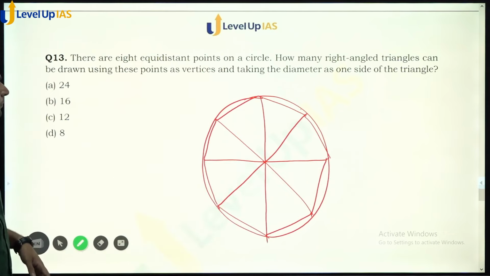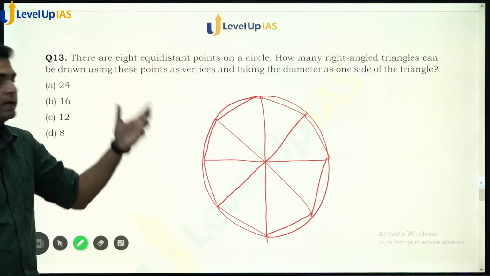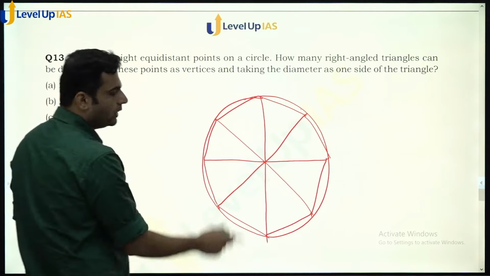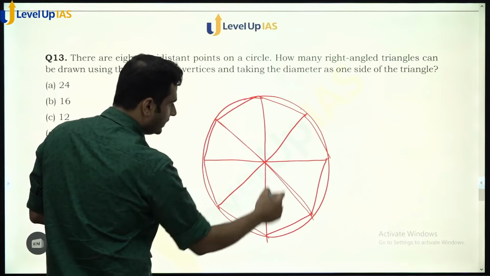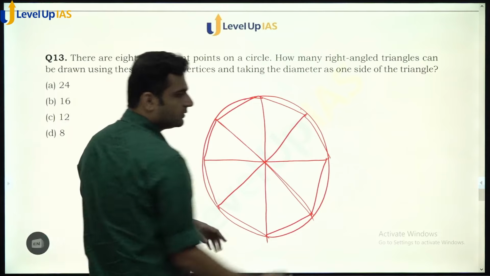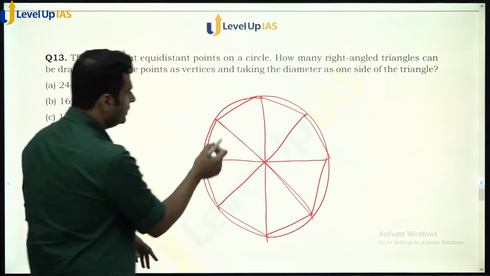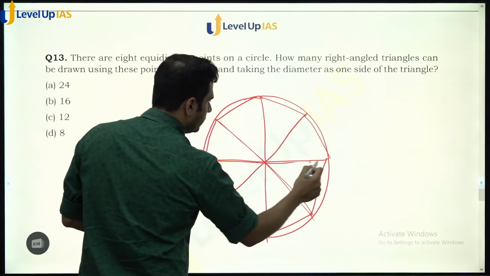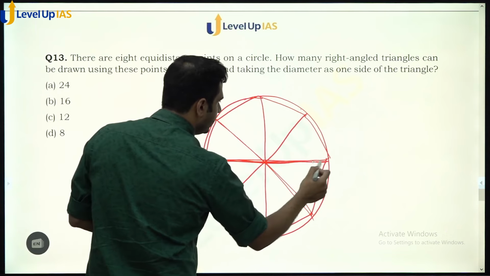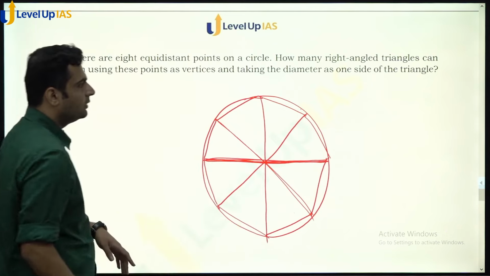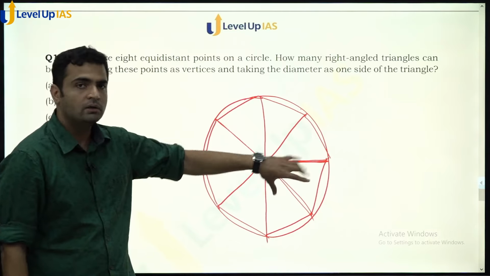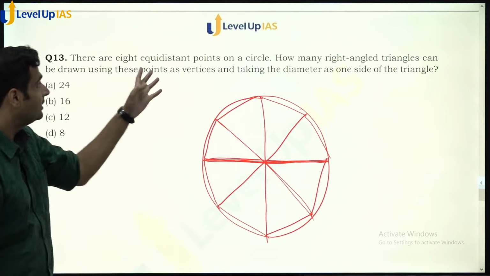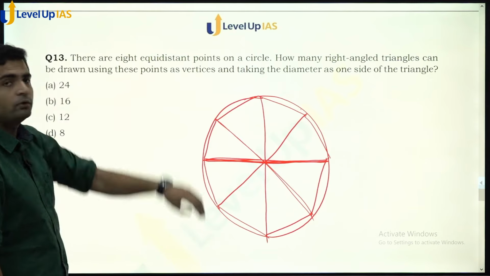Okay. Now, how many right angle triangles can be drawn using these points as vertices and taking diameter as one side of triangle? So what are the diameters? This is one diameter, this is another diameter, this is another diameter, and this is another. So there are 4 diameters. Thus we have to take diameter as one of the sides of the triangle. So this is one side, and if these 2 points are there, we have to choose a third point such that we form a right angle triangle.